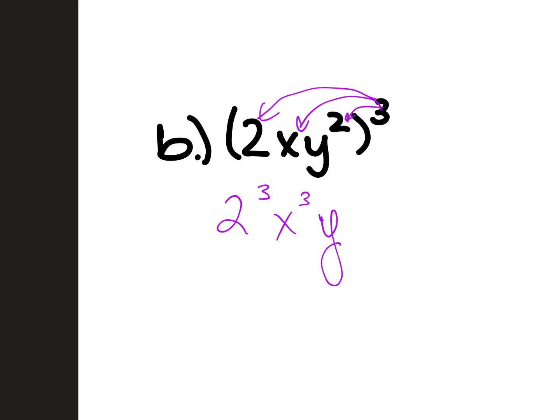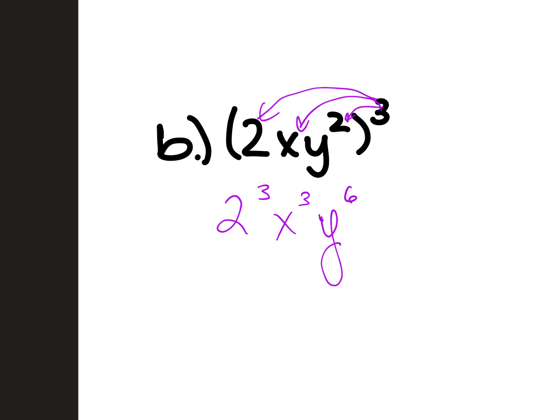Six. Good. If you raise a power to a power, we multiply. If it's the same base, you add them together. But if it's a power raised to a power, you multiply. Is this completely simplified? No. If this was a 10-point question and you left it like this, I'd probably give you 8 points.